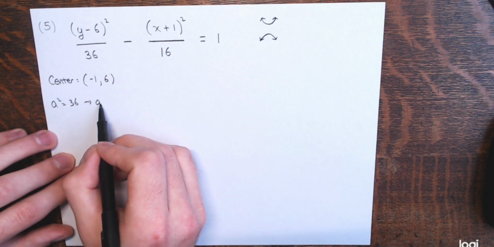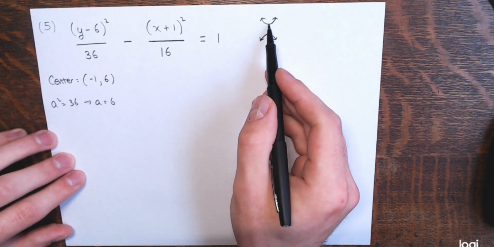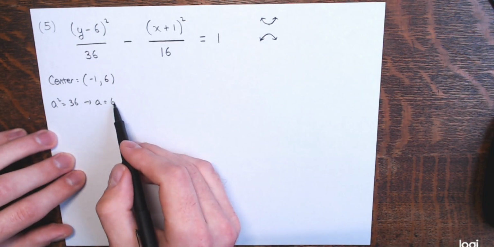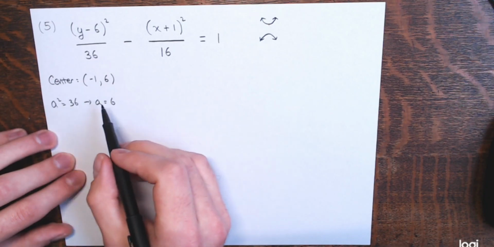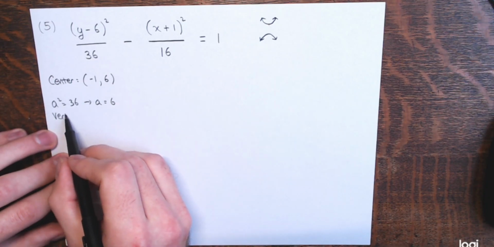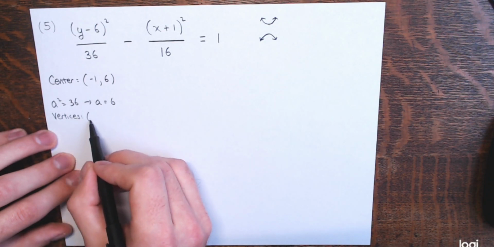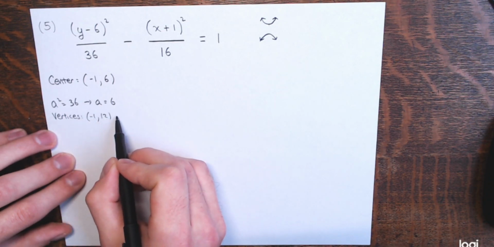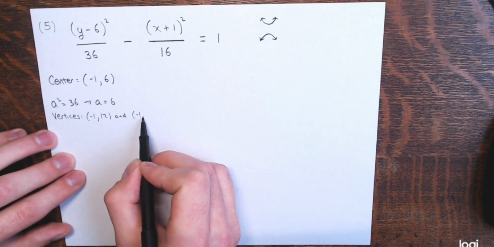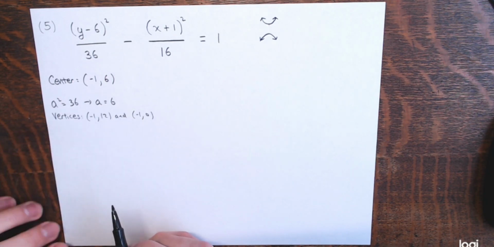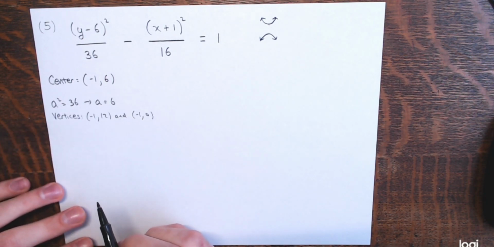So a is 6. And because the vertices are above and below, I'm adding and subtracting this to the y coordinate of the center. Alright, so the vertices are negative 1, 12 and negative 1, 0. That was adding 6 and subtracting 6 from the y coordinate of the center.